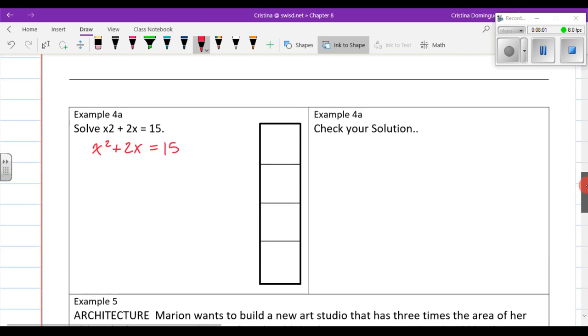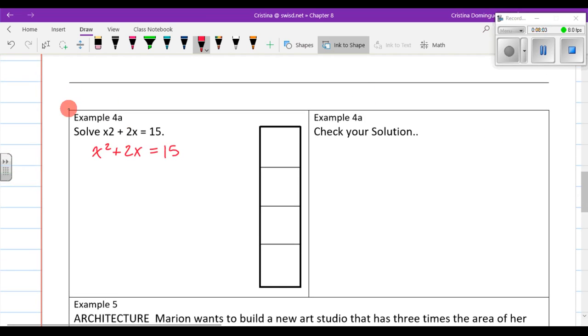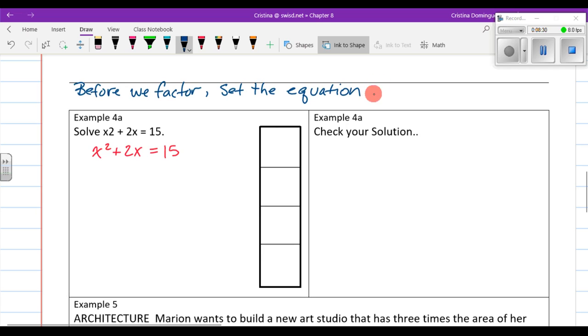The thing I think you really should remember is that before we can start factoring, we must set everything equal to 0. So I'm going to write that down. Before we factor, set everything, like move everything to one side. You must have your entire equation equal 0. Set the equation to equal 0.